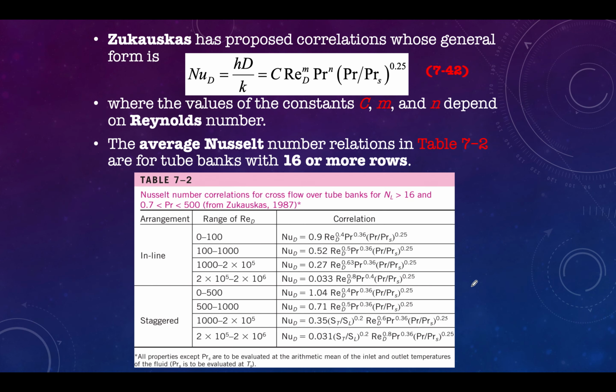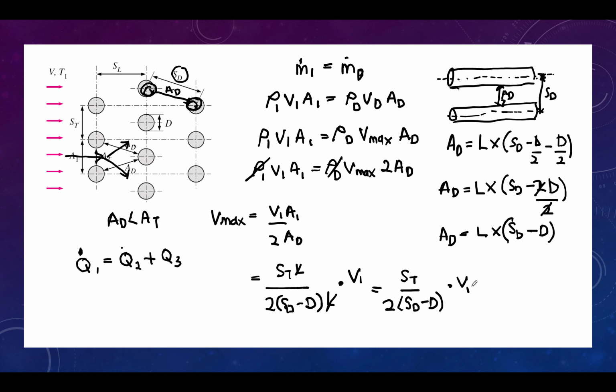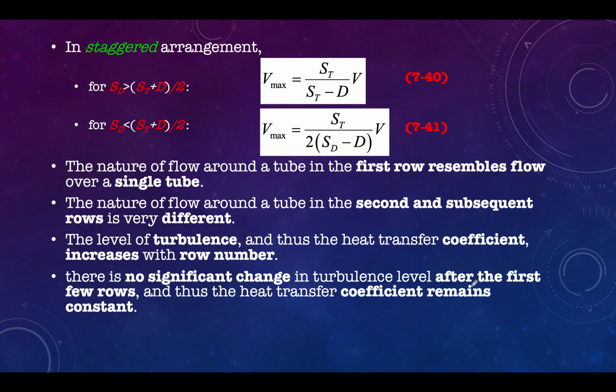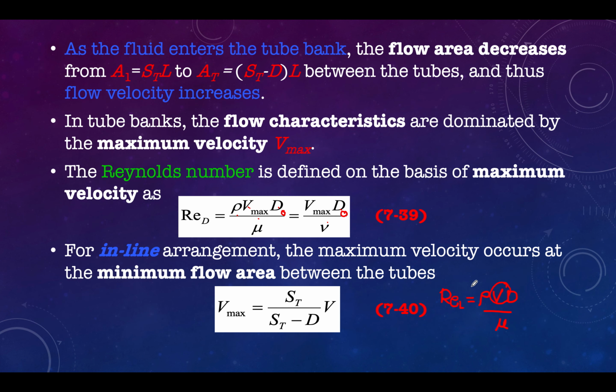So that is the staggered equation, and two conditions with two different equations for V maximum. So what is the importance of the V maximum? Because we want to substitute into the equation for Reynolds number D. Because we want to find what is the Reynolds number, therefore we have to find what is the V maximum.